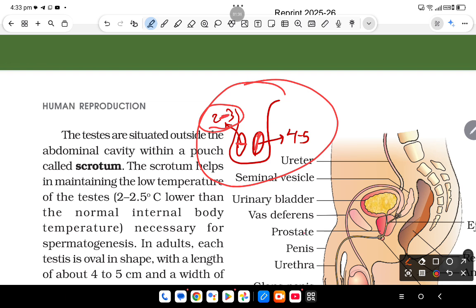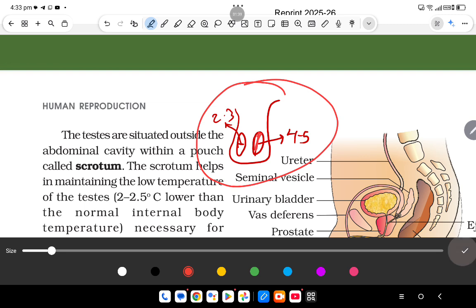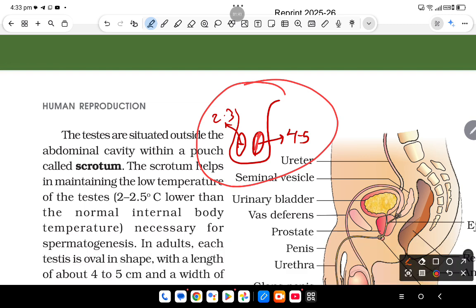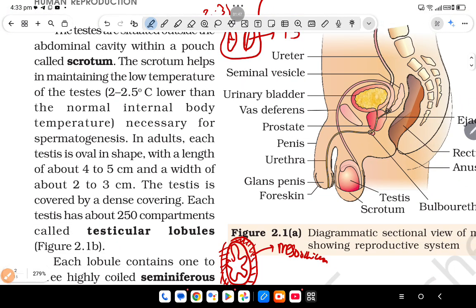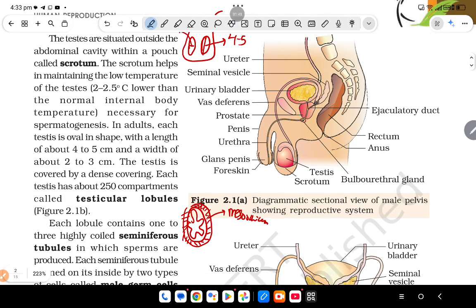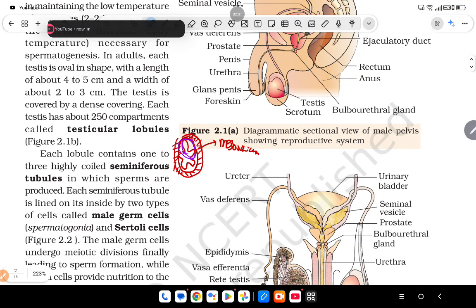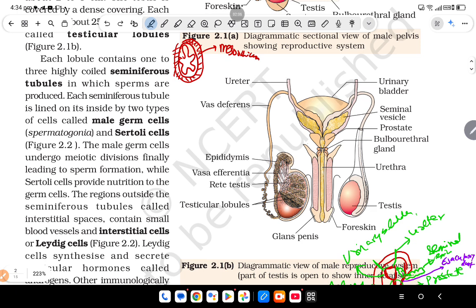Here the scrotum helps in maintaining a temperature 2 to 2.5 degrees lower than the normal body temperature. About 250 compartments are there in the testis. You can see the compartments here. Each lobule has 1 to 3 seminiferous tubules in which sperms are produced. Let's go to the seminiferous tubules.